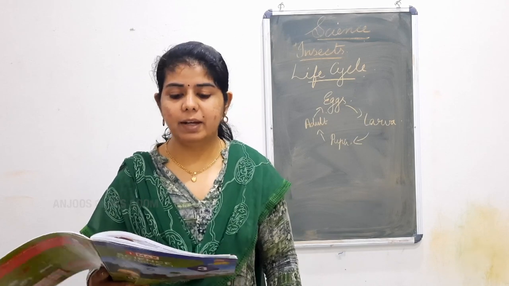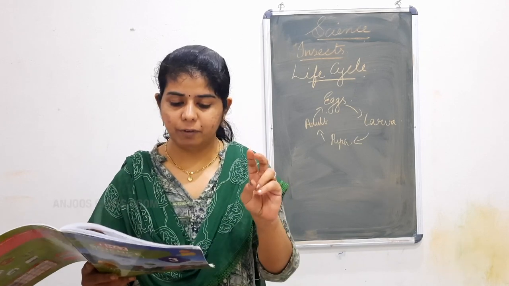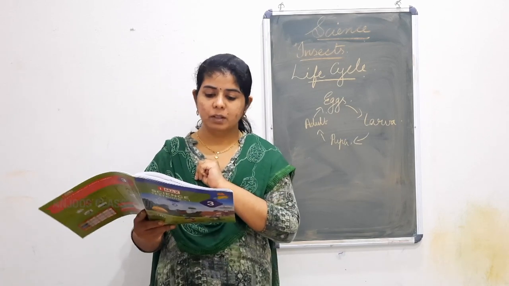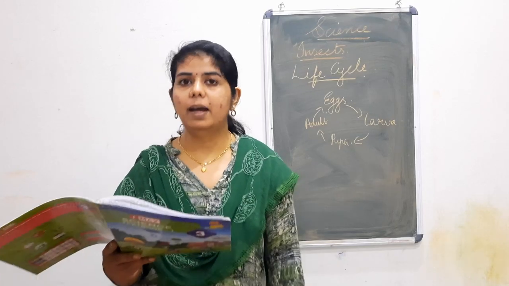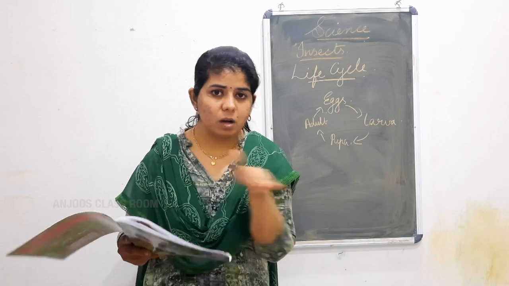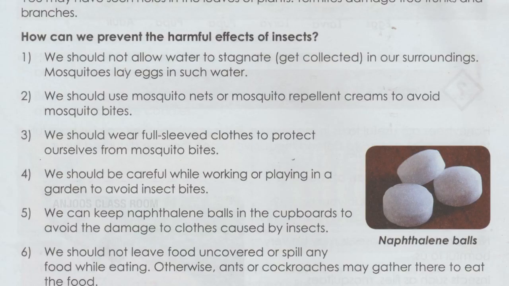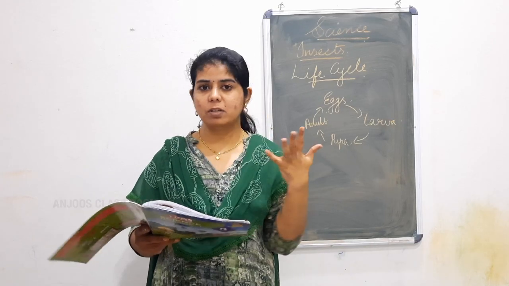Now, how can we prevent the harmful effects of the insects? Any four you have to learn out of this. I will read it out. First one, we should not allow water to stagnate. Mosquitoes live in stagnant water that gets collected in our surroundings. The mosquitoes lay eggs in such water. Second one, we should use mosquito net or mosquito repellent creams to avoid the mosquito bites. Again, we should wear full sleeved clothes to protect ourselves from the mosquito bites. These are the things you can do to protect from the mosquitoes.